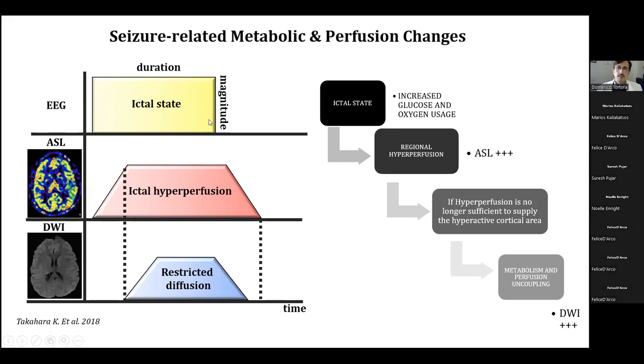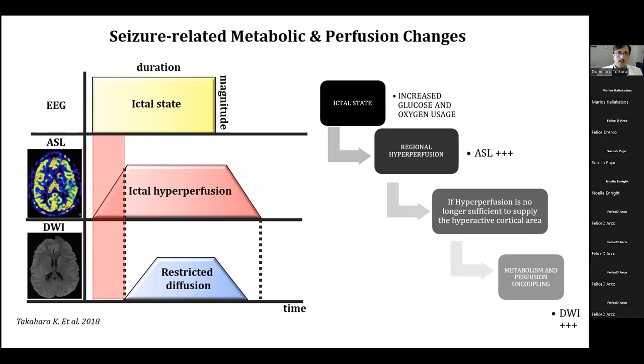But during the early stages of ictal states, we can observe a quick increase of blood flow in the region of the brain involved in the seizures. It can be considered a sort of compensatory hyperperfusion. In some cases, characterized by a longer duration and a higher magnitude of the seizure, this hyperperfusion could be no longer sufficient to meet the metabolic demand of the cerebral cortex. In those cases, we may also observe restriction of diffusion. So I will show you some cases.